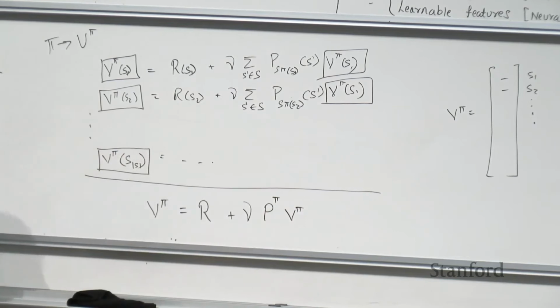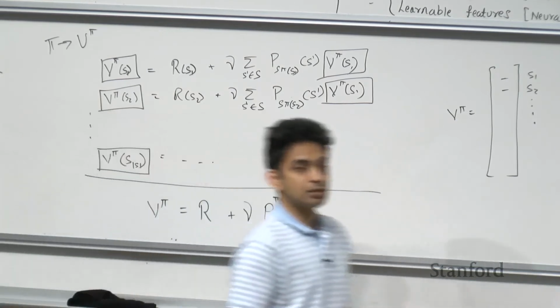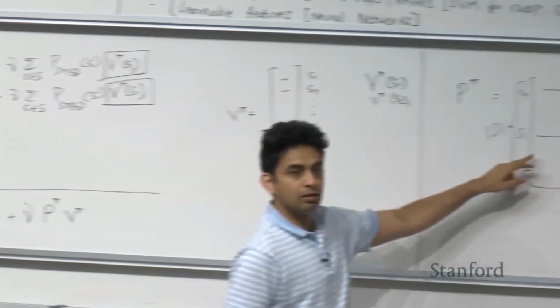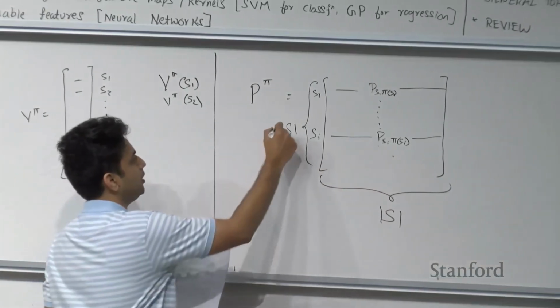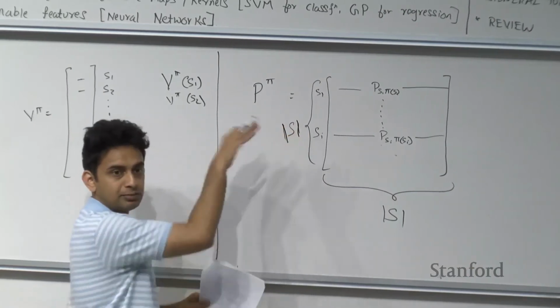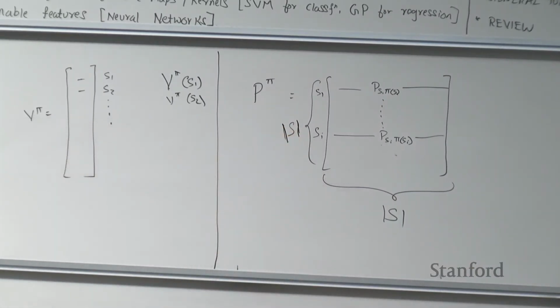Question: what does the absolute value of S stand for? No, so this is the size of the set S, so as many number of states as you have. So we can write this in a compact way.